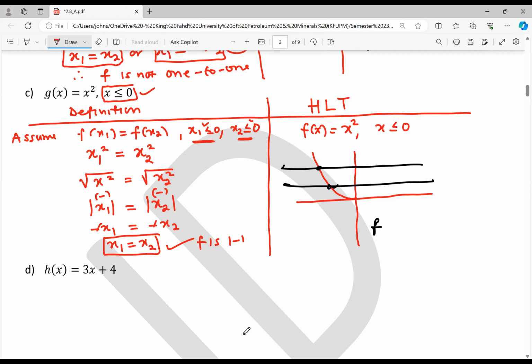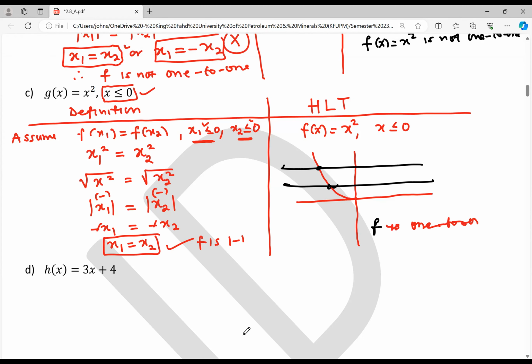So we can conclude that this f is 1 to 1. All right, now we go to example D. So D is just a line, and we want to show that this line is 1 to 1 as well. So how do we do it? The same story.